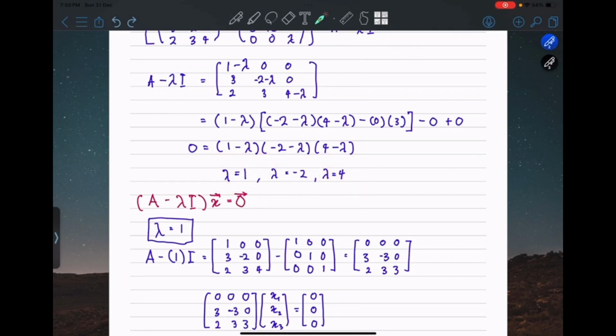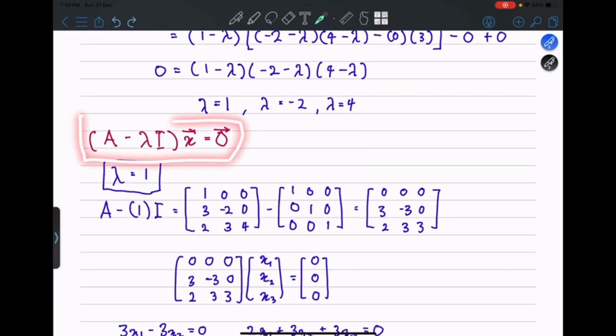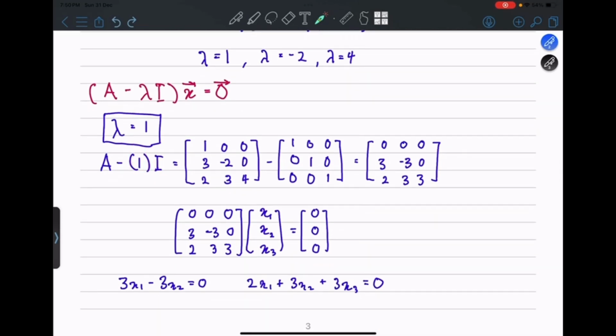Then from that, let's just start with lambda 1, shall we? Following this formula, this lambda here, we just fill in lambda 1 inside of it. So this lambda is 1. Then we put this 1 in for the lambda here, and we just multiply the identity with this 1. That's why there's nothing here. And then from that, you can get this matrix: 0, 0, 0, 3, negative 3, 0, 2, 3, 3.